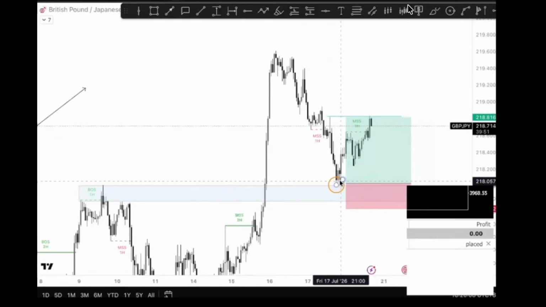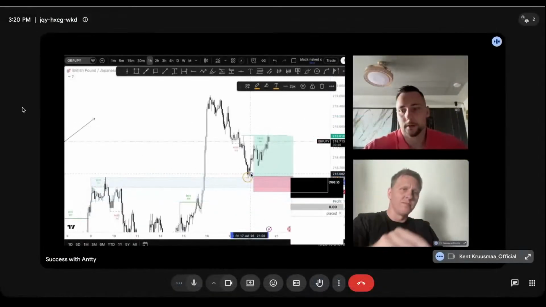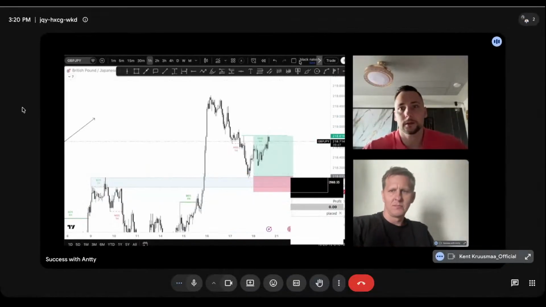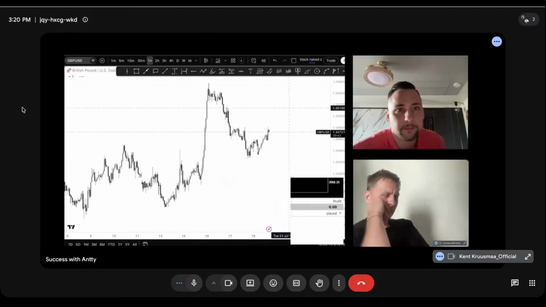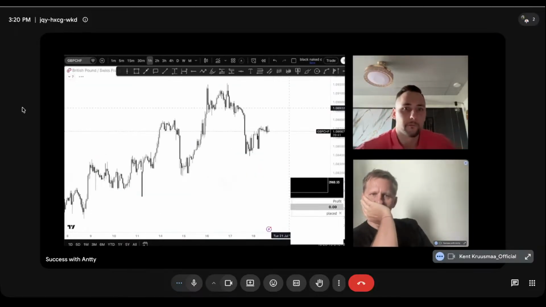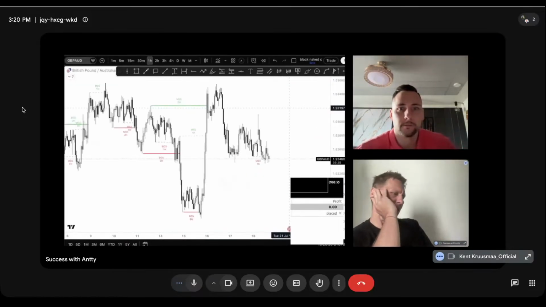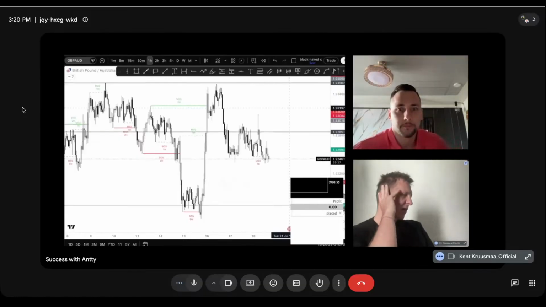So yeah, but let's see, maybe we can find something similar also in other pairs. I will scan a little bit. You can talk in the meantime. Yeah, you keep scanning.